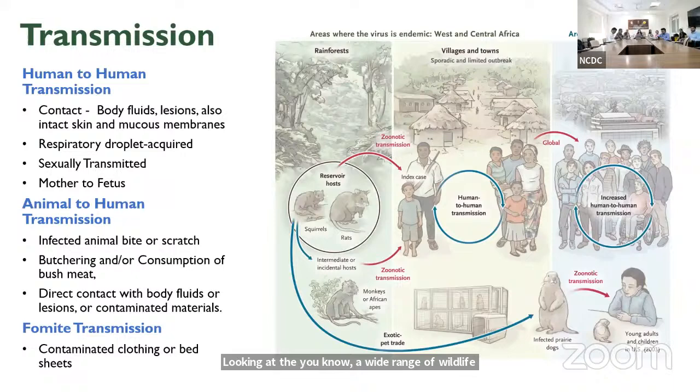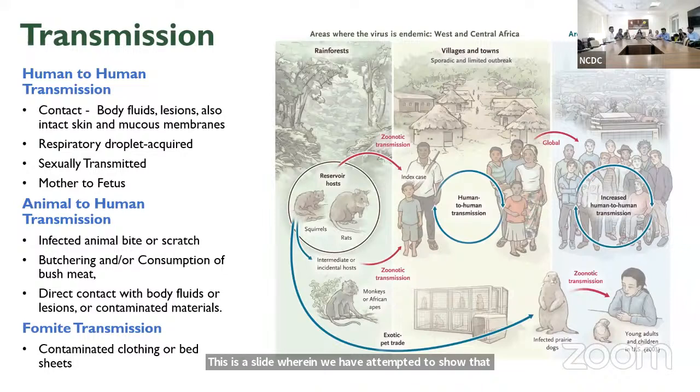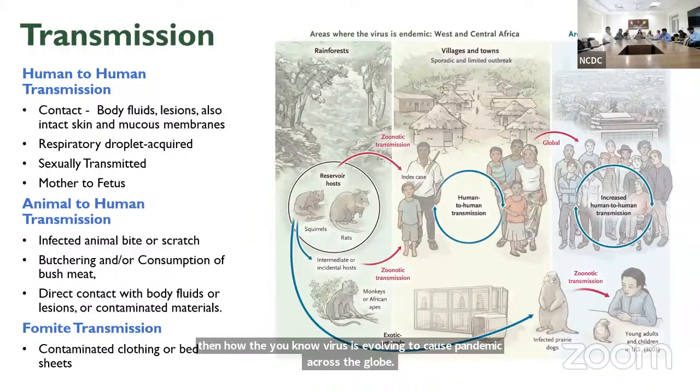This is a slide wherein we have attempted to show how things are happening across wildlife towards the major cities. That is how the virus is traveling. The natural sylvatic cycle is being maintained in the rainforest, and then the virus is spreading from the reservoir host through the zoonotic route from the animals to the humans, and then evolving to cause a pandemic across the globe. So there are multiple routes of transmission.